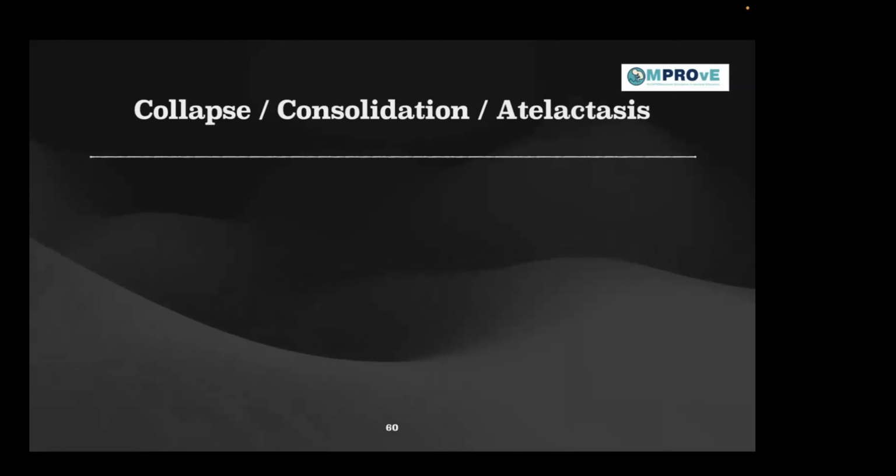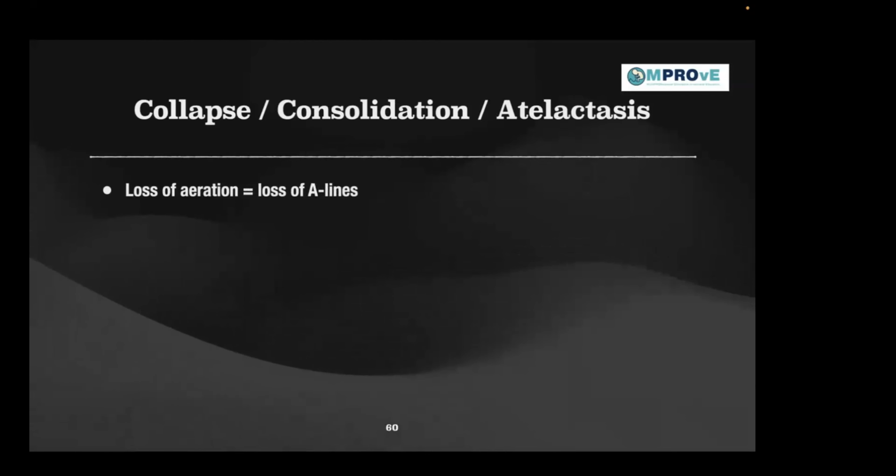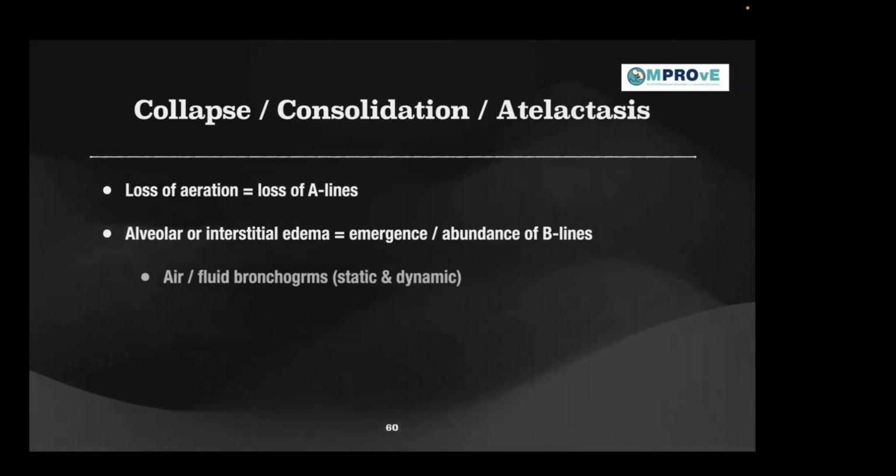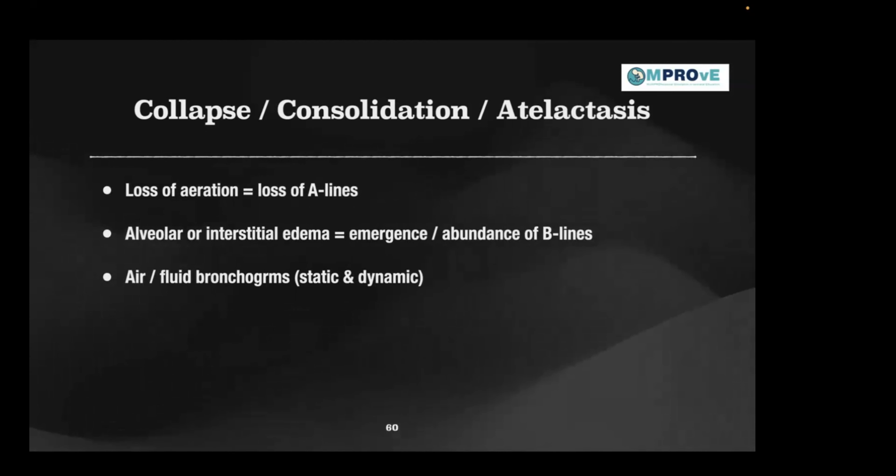Collapse, consolidation and atelectasis. So any loss of aeration, loss of A lines, alveolar or interstitial edema will give you emergence or abundance of B lines, which all will be true in collapse or consolidation. You have a collapse, loss of aeration. You have consolidation, some degree of loss of aeration, and if it is a pneumonic consolidation, it will be filled up with fluids. If it is an atelectasis, loss of aeration.